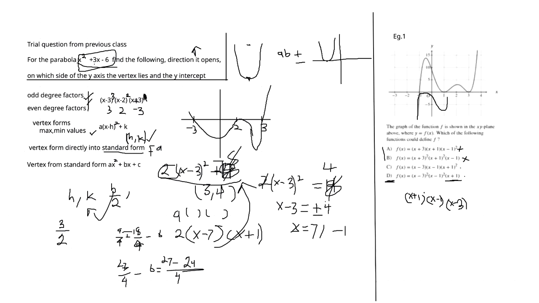So it means the vertex of this parabola is what? 3 over 2, 3 over 4. And then you are done. Very simple.